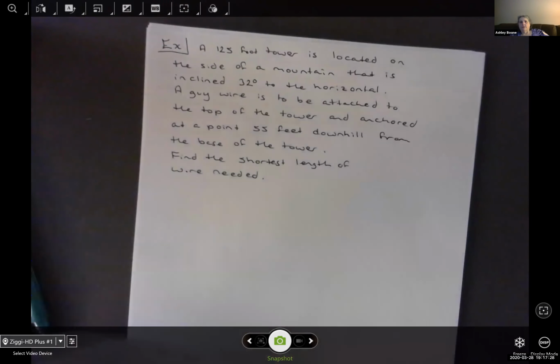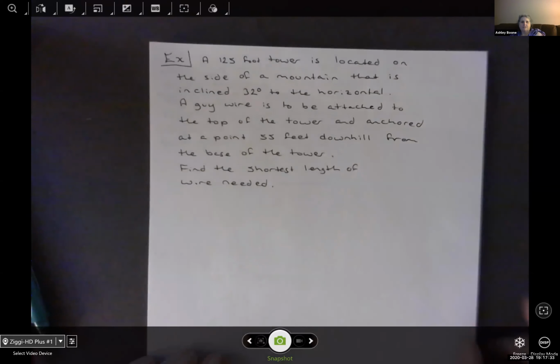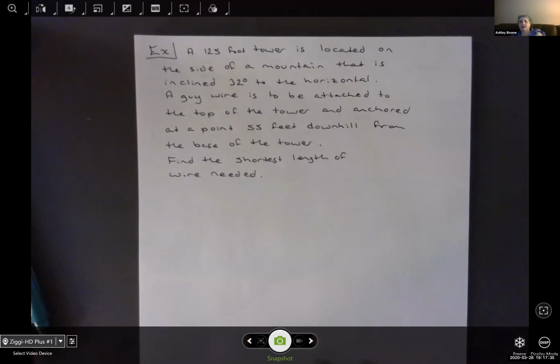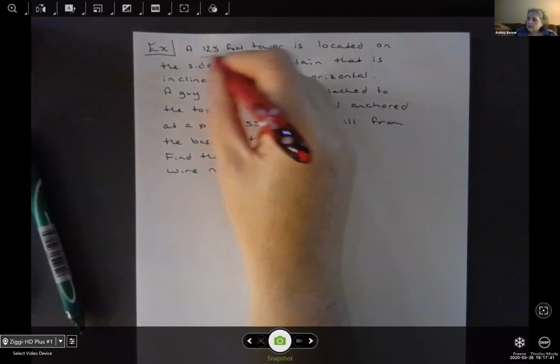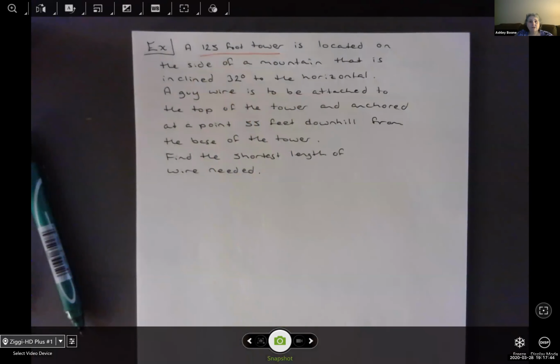All right, let's look at this word problem. You can always pause it and look at it. A 125-foot tower is located on the side of a mountain that's inclined 32 degrees to the horizontal. A guy wire is attached to the top of the tower and anchored to a point that is 55 feet downhill from the base of the tower. Find the shortest length of wire needed.